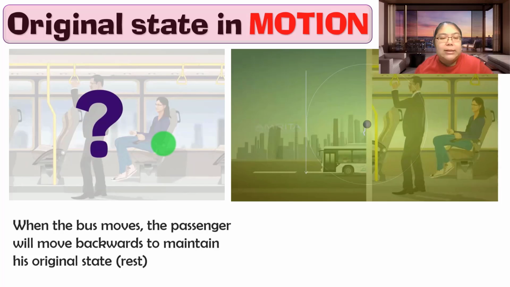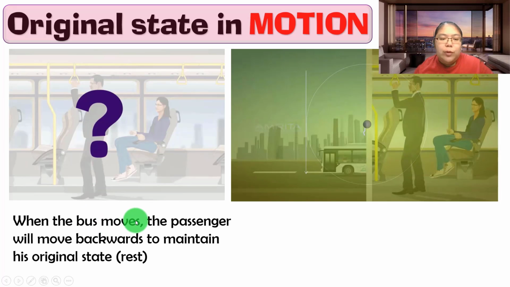Okay, when the bus just moves, the passenger will move backward to maintain his original state. The original state for the passenger when starting is rest, because the bus has not yet started. When the bus starts to move, that means the passenger has inertia. They cannot change the situation that fast. They want to maintain rest. So that means the body will move backwards.